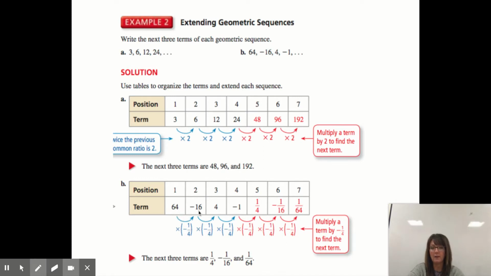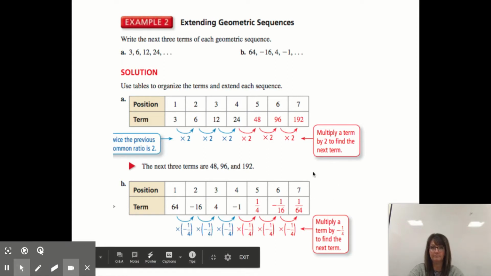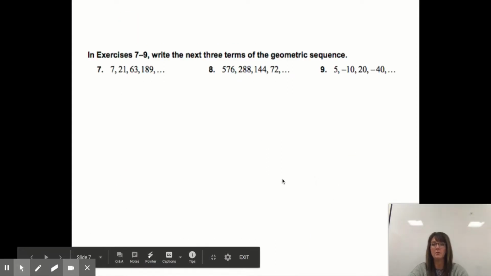So here it looks like we're dividing by 4, dividing by 4, dividing by 4. Therefore, we take this -1, and we know it's negative, times this -1/4. That's how we write it as a ratio, dividing by 4. It's a unit fraction, -1/4. And we go ahead and calculate it. So let's go ahead and give this a try.